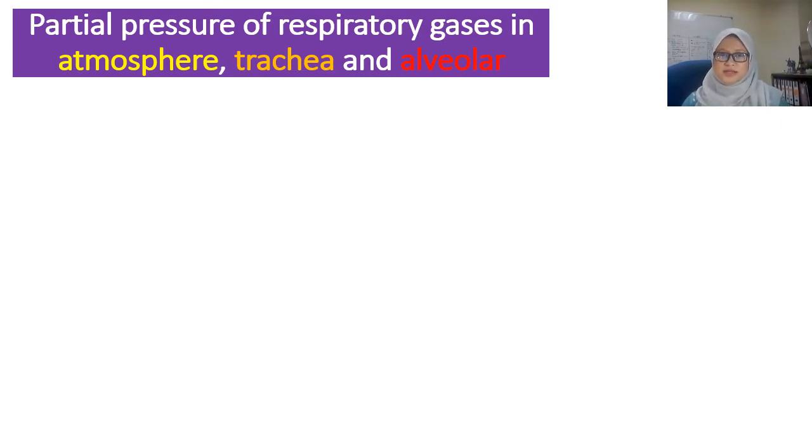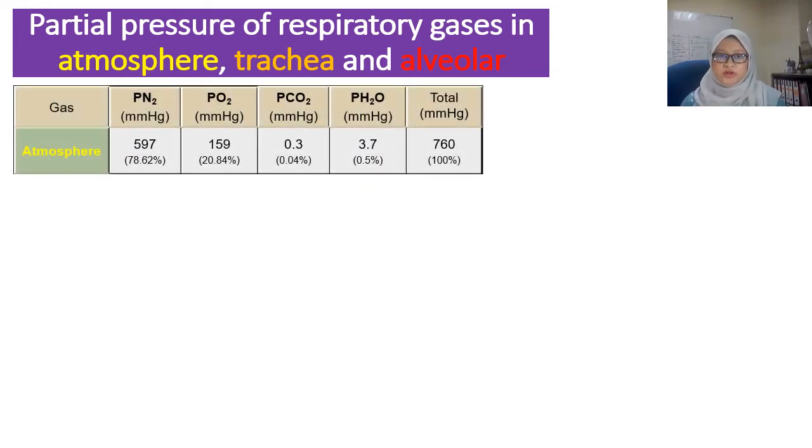Now we have understood the concept of partial pressure. Let us take a look into the partial pressure of respiratory gases in atmosphere, trachea, and alveoli. The atmospheric pressure, or also called barometric pressure, at sea level is 760 mmHg. The partial pressure of oxygen is 159 mmHg, whereas partial pressure of carbon dioxide is 0.3 mmHg.